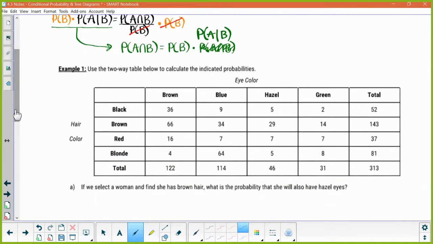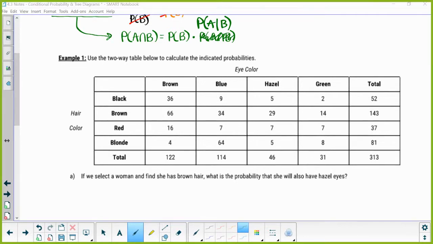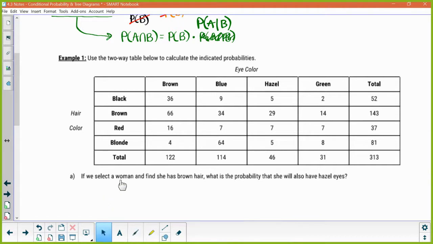Now let's go ahead and actually use it. So use the two-way table below to calculate the indicated probabilities. So we have hair color and we have eye color. And for the first problem, they want us to know if we select a woman and find she has brown hair, so this is going to be our given statement, what is the probability that she will also have hazel eyes? So remember, we are going to want to have some type of probability statement accompanying our work. So I'm going to have the probability of hazel eyes given that she has brown hair.